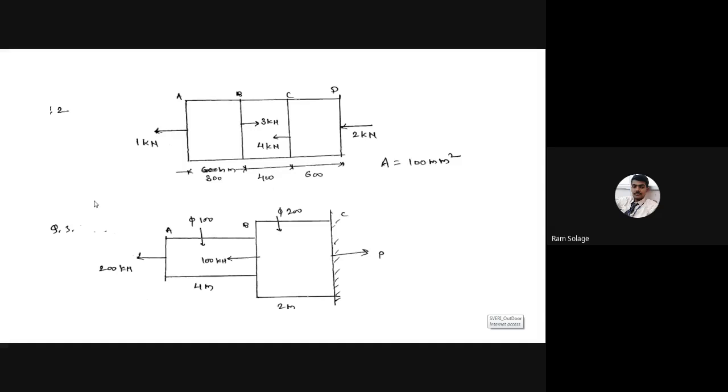Gaurav Karande, what is your answer? 0.035. Correct. Any problem? No, sir. Okay. Very good.